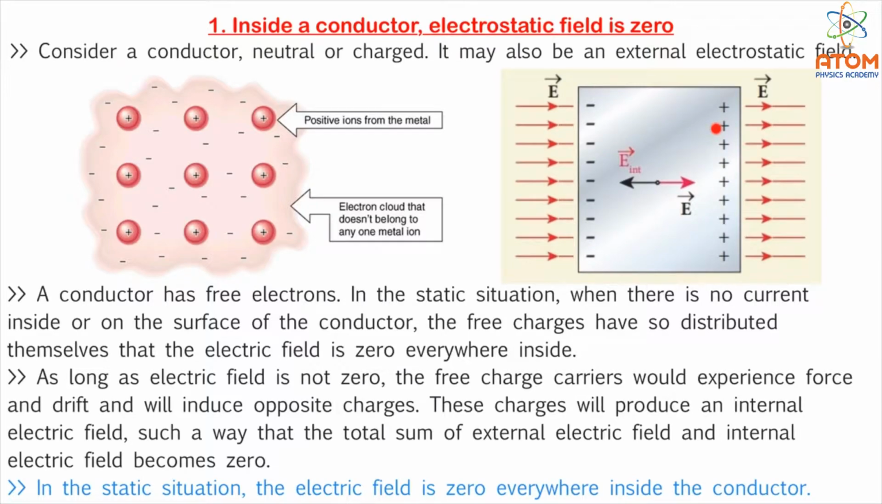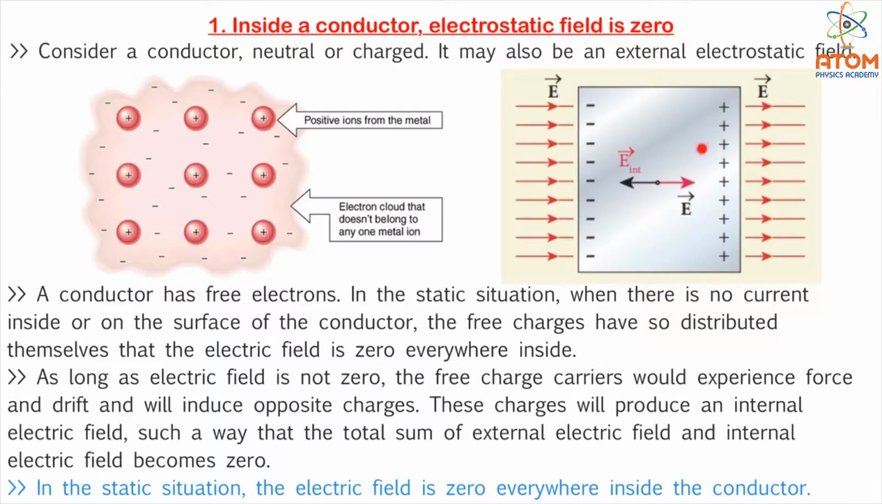The electric field is in the positive x direction, so the electron will feel a force in the opposite direction, that means in the negative x direction. So as you can see here, there will be an accumulation of electrons on the surface of this conductor on the left side. At the same time, the positive charges will feel a force in the direction of the electric field, so there will be an accumulation of positive charge on the right side of the conductor.